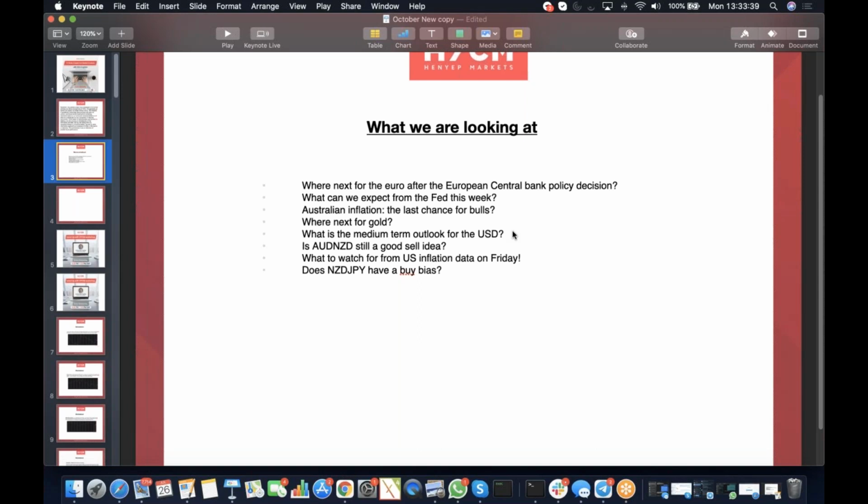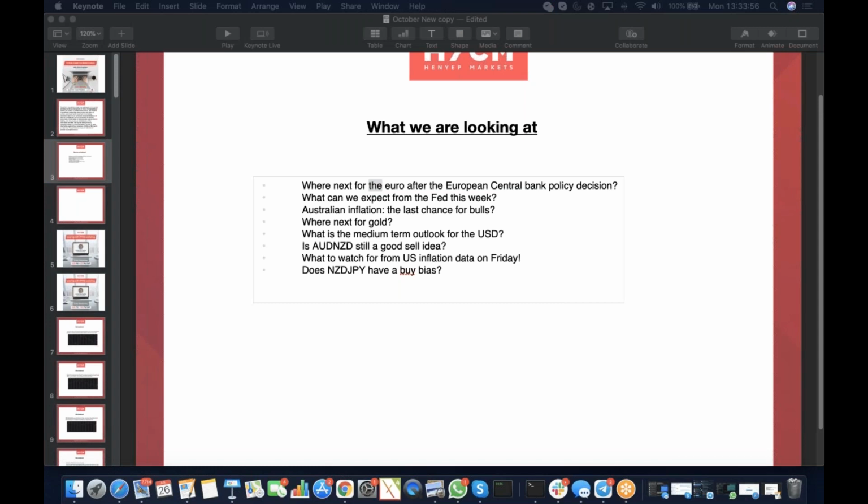So what happens out of the Federal Reserve is going to be pretty important. We will cover that in some detail. We're also going to cover these issues. We're going to be looking at what we can expect for the euro after the European Central Bank policy decision last week. We're also going to look at what we can expect from the Fed. We're going to look at Australian inflation, what's next for gold, and the medium-term outlook for the US dollar.